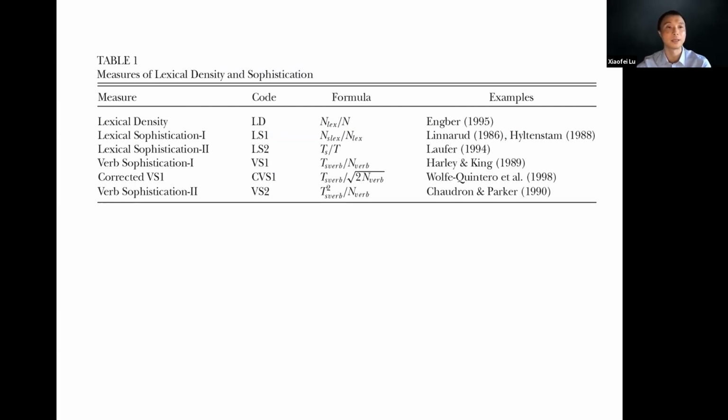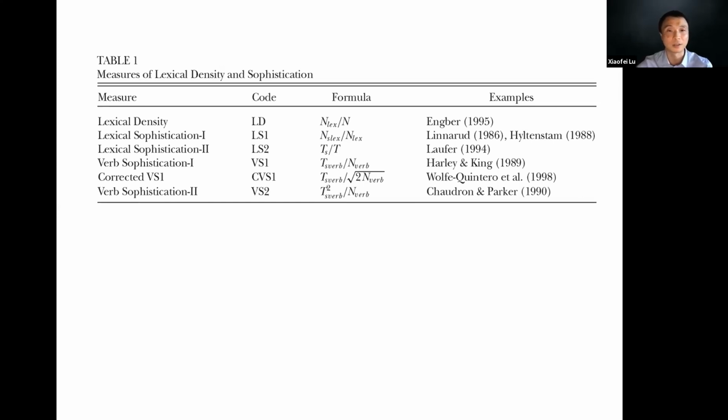So this table summarizes my own indices in my previous tool. The first one is irrelevant, it's lexical density, but the other 5 in this table are related to sophistication. The first 2 are related to lexical sophistication. The first one is a token-based index, and the second one is a type-based index. So, the proportion of sophisticated lexical word tokens in a text, or the proportion of sophisticated word types in a text. And the bottom 3 are related to verb sophistication.